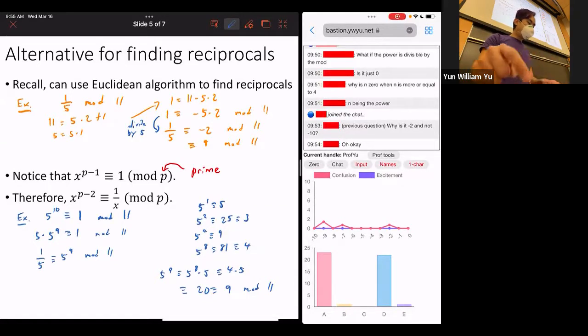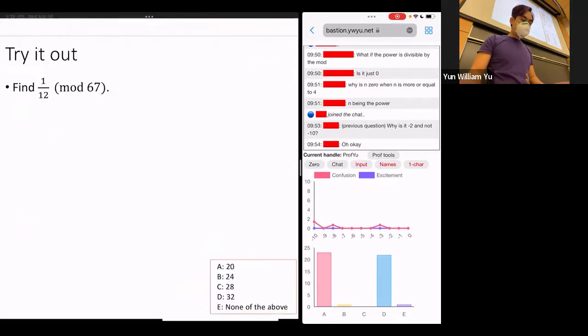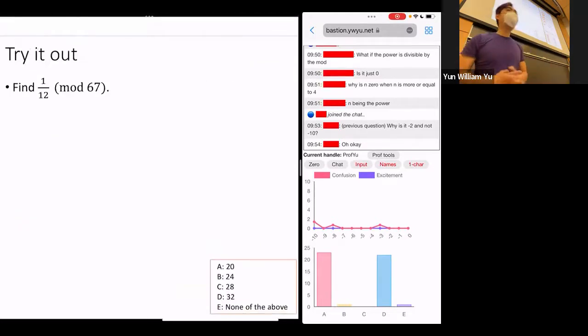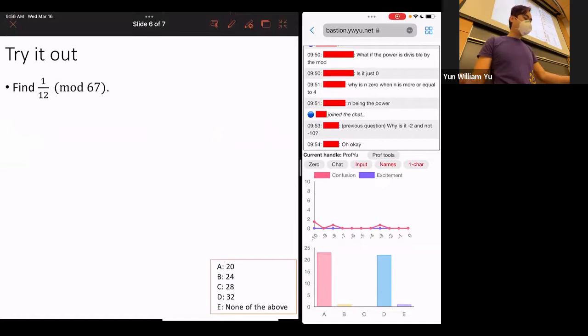So let's have you all try it out. Find 1 divided by 12, mod 67. And I'm hoping to have you all do this using the method of Fermat's little theorem. I know you can also do it using the Euclidean algorithm. You should practice both. But for this particular case, I'm asking you to try it this other way.